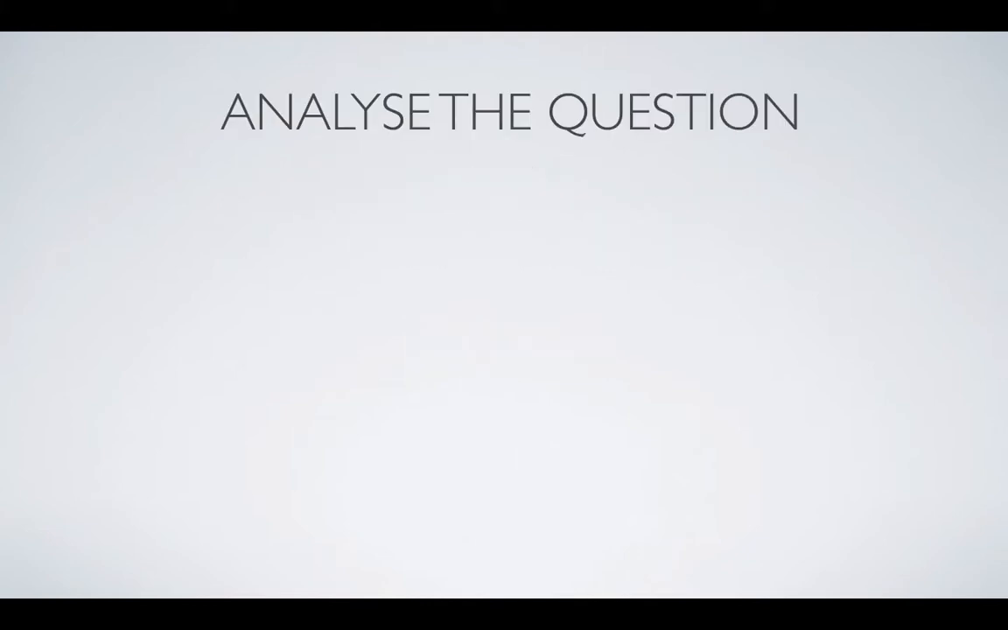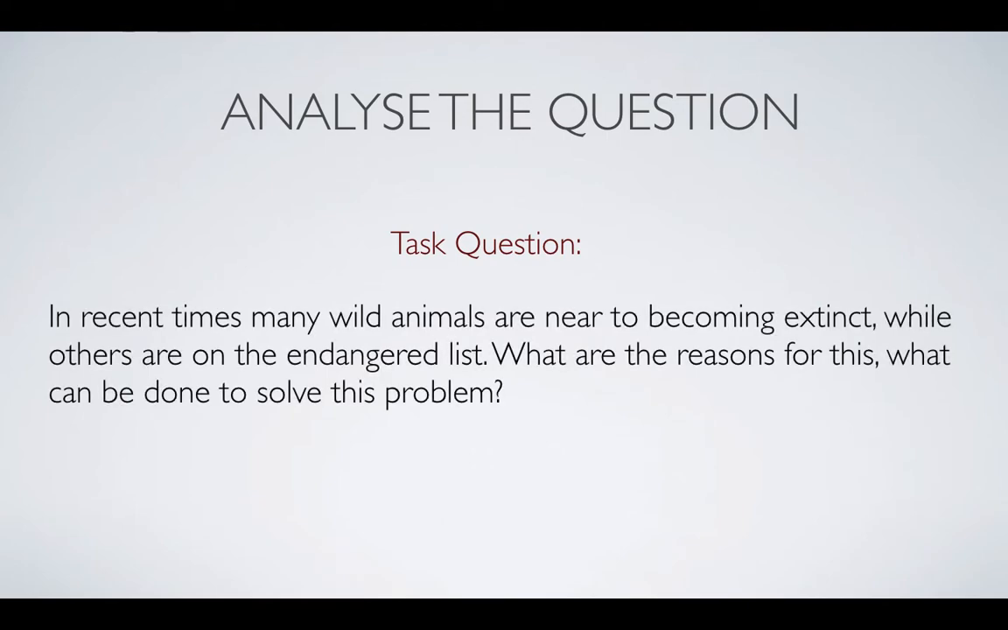Now, first of all, when we get a task question, we have to analyze the question. So you open up the paper and you get a task question. And this is the question: in recent times, many wild animals are near to becoming extinct, while others are on the endangered list. What are the reasons for this? What can be done to solve this problem?